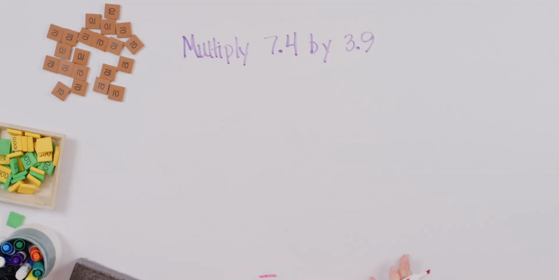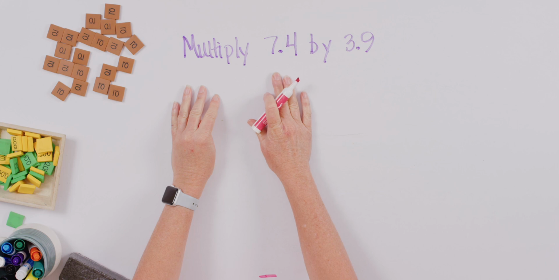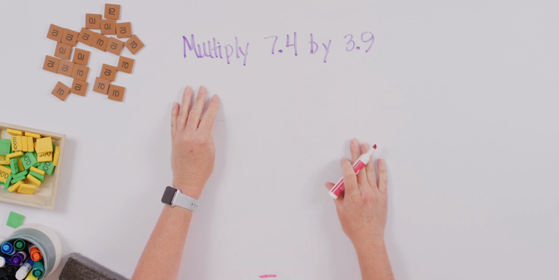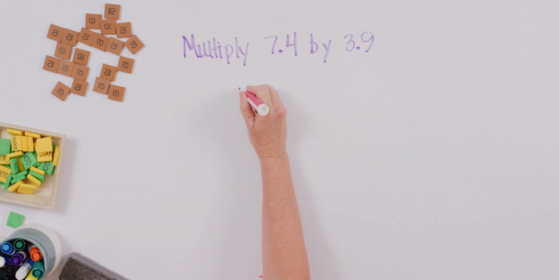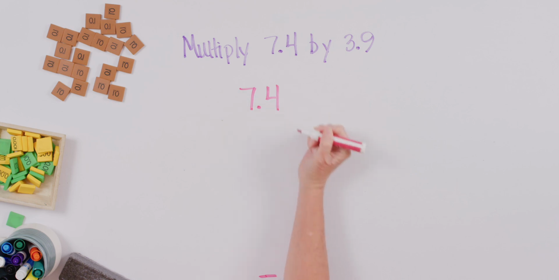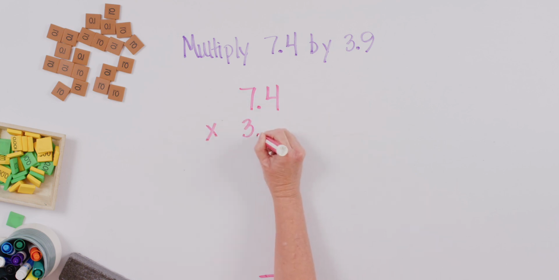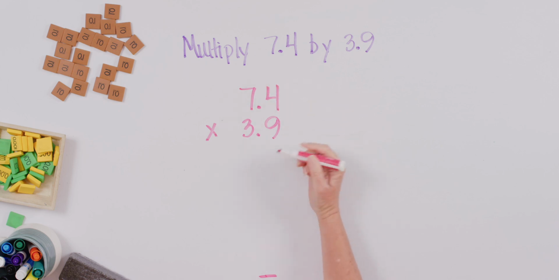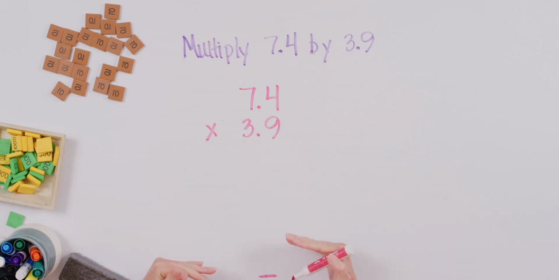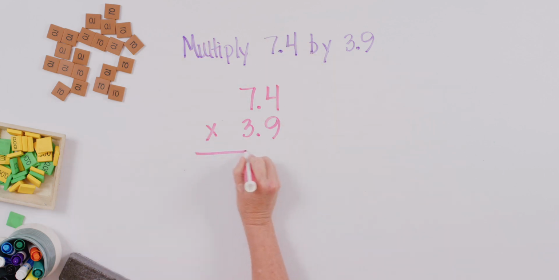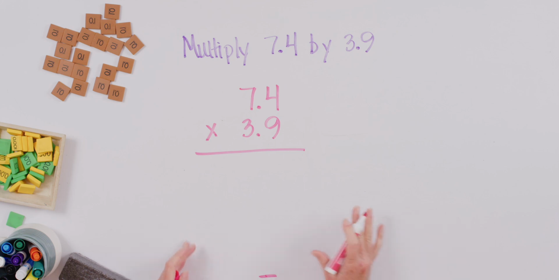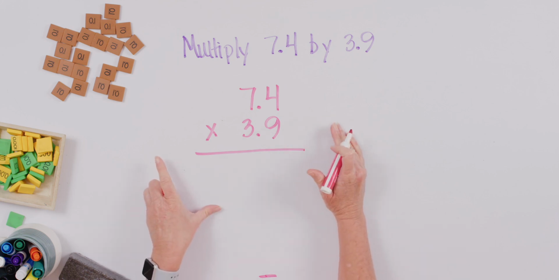All right, our final problem here. We're going to multiply 7 4/10 by 3 9/10. So I'm going to line them up like this. Again, when I'm multiplying with decimals, I don't need to be so conscious of lining up the decimals, right, because we're not adding or subtracting straight down. But what I do want to do is be multiplying numbers without the decimals.